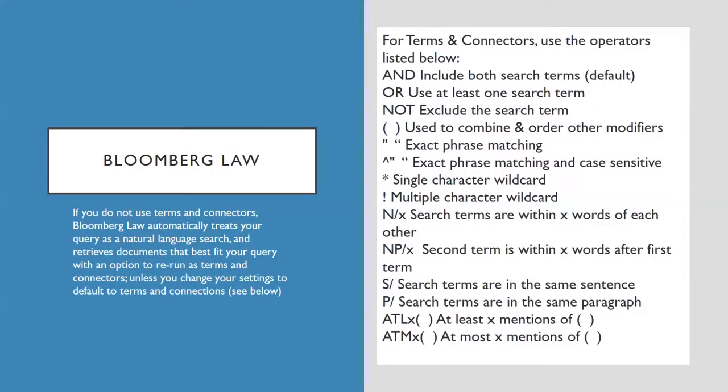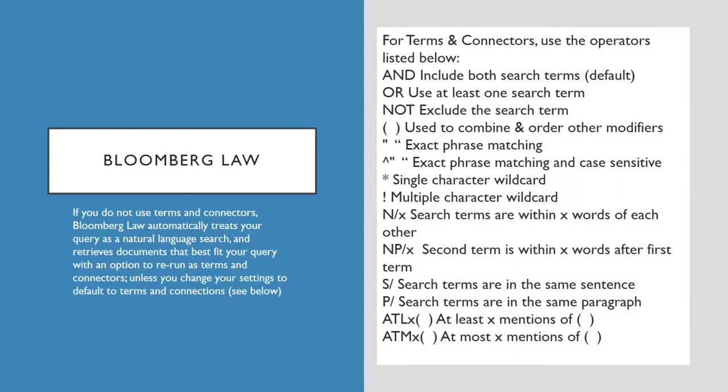Now, with Bloomberg, it automatically sends you to natural language unless you ask for the terms and connectors. And these terms and connectors should all look similar to you, because you see the AND sign, which means it includes all the terms, the OR, the NOT sign, the parentheses when you're combining, the quotations for exact phrase matching, and you have the exact phrase matching with case sensitivity.